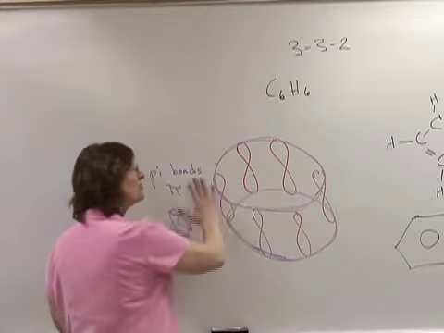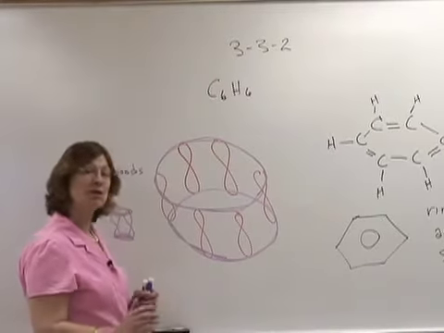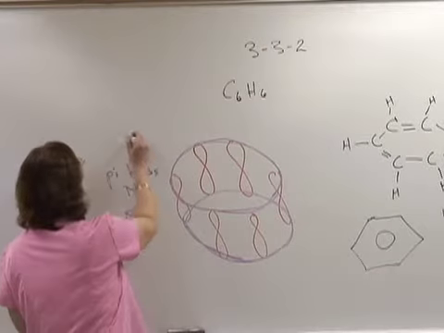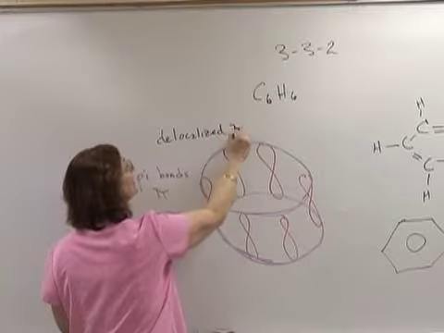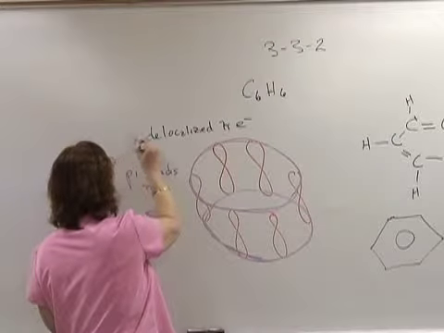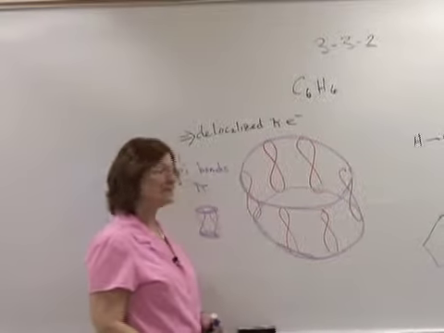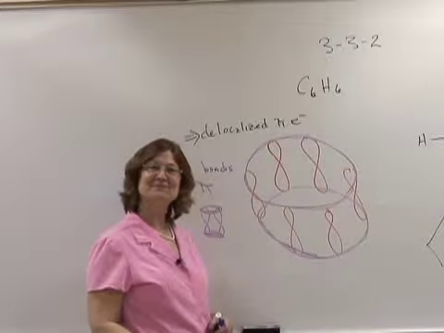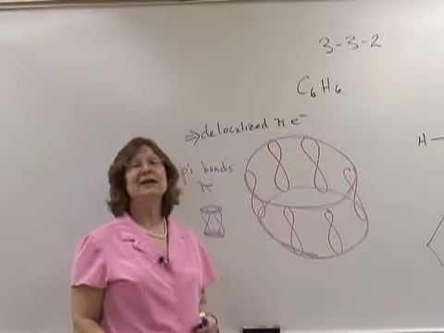And what's critical about benzene is not only is it a ring structure, but it has delocalized pi electrons. Delocalized pi electrons. Very important is that these electrons are delocalized. Now, I'll talk to you about another type of orbital in just a moment.